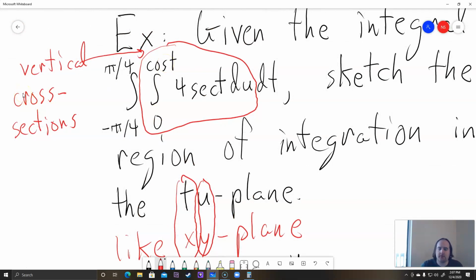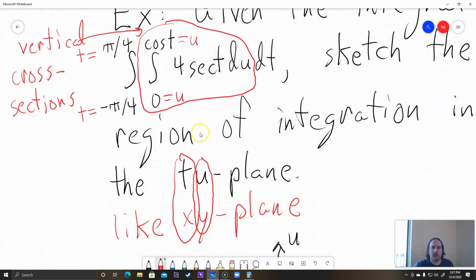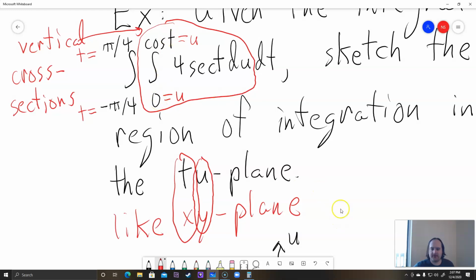Now how do I know this? Well, the inner integral is in terms of u, so it's going from u equals 0 to u equals cosine of t. And the outer integral is going from t equals negative pi over 4 to t equals pi over 4. We know it's like this because the outer integral is dt. Okay, so now we have to sketch u going from 0 to cosine of t.